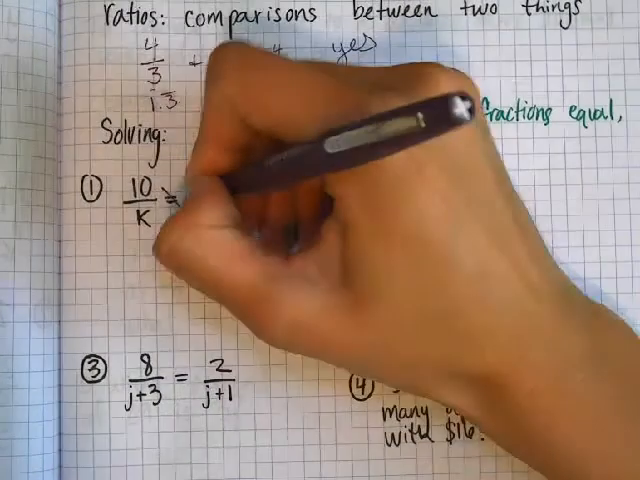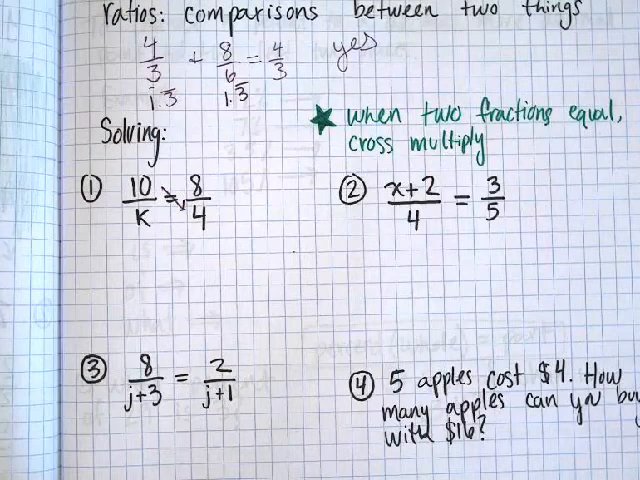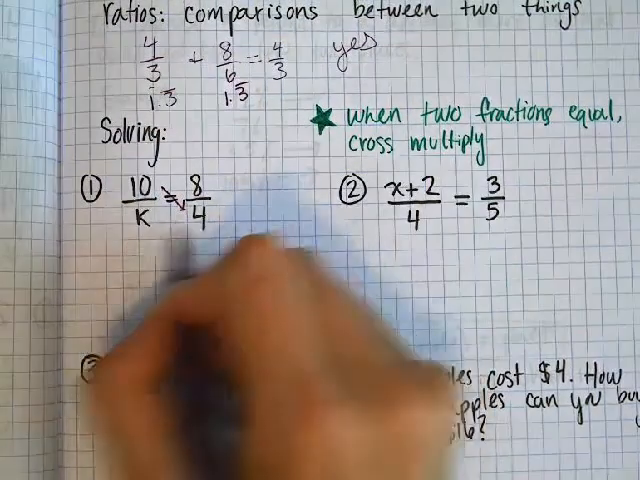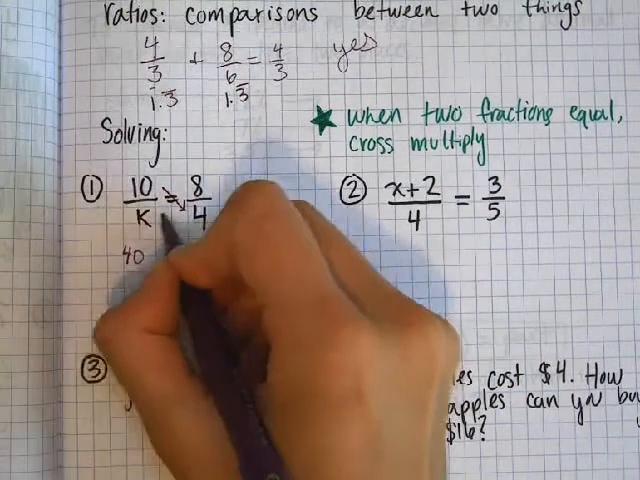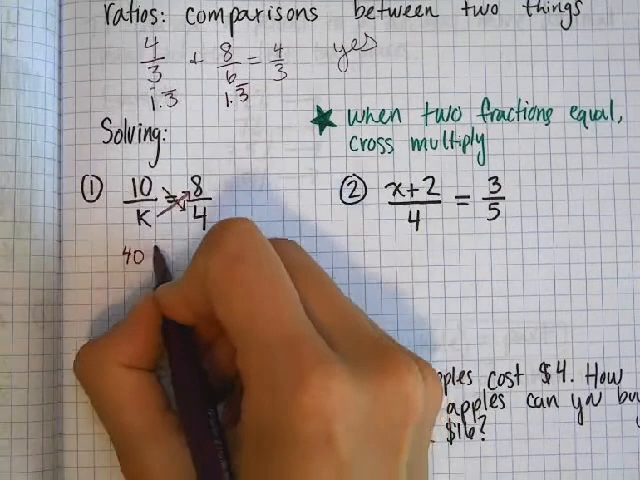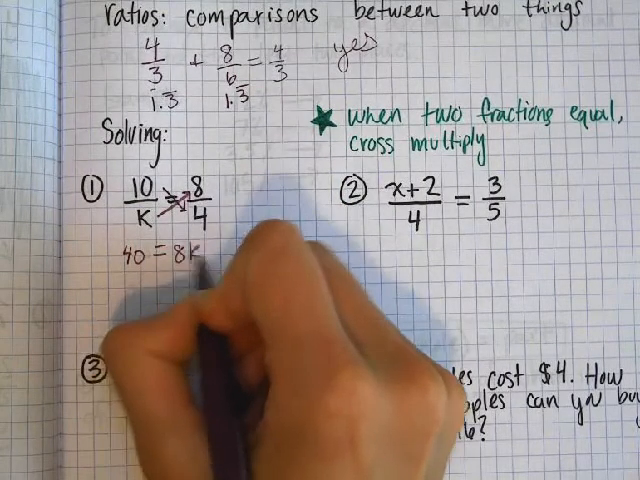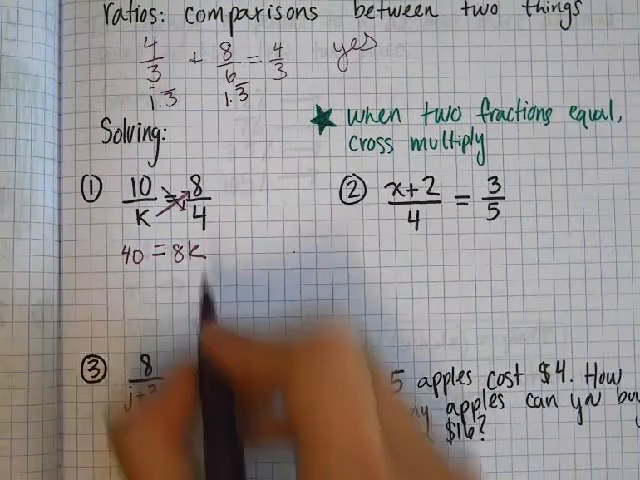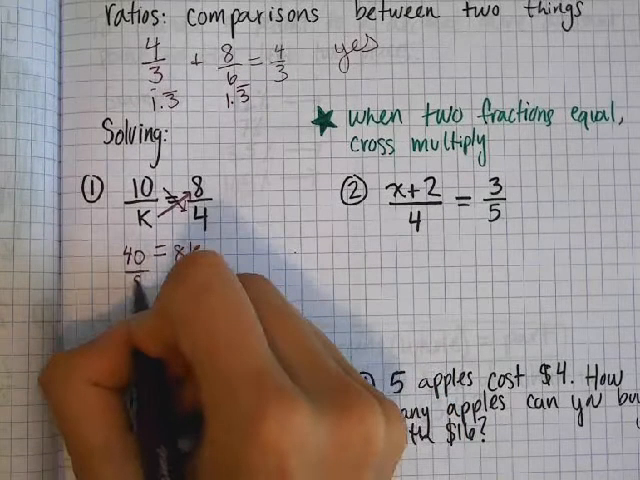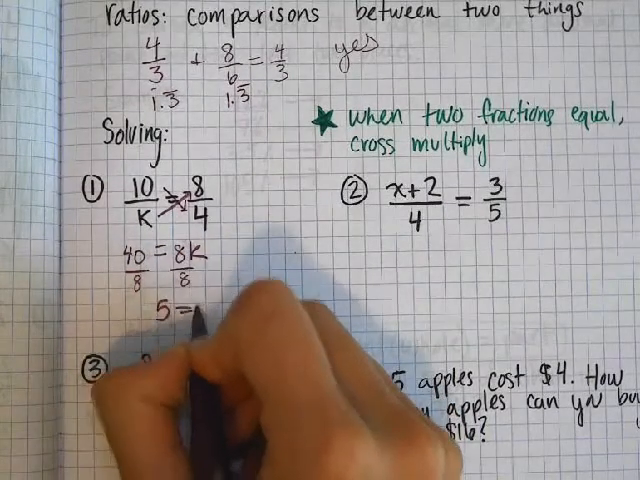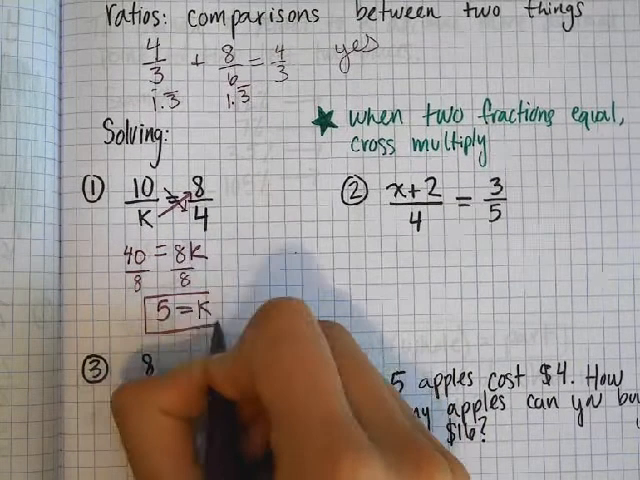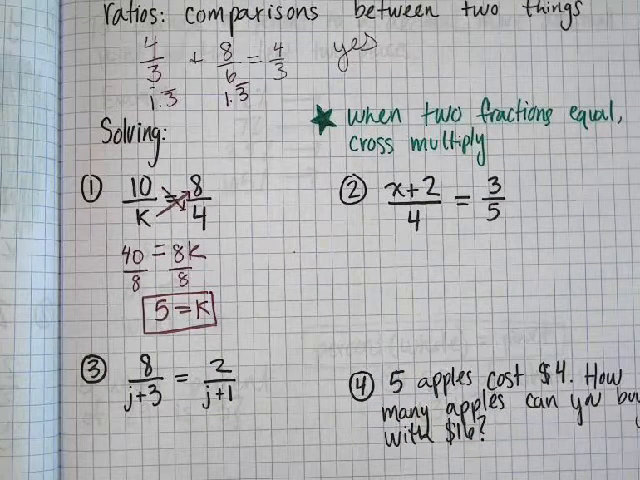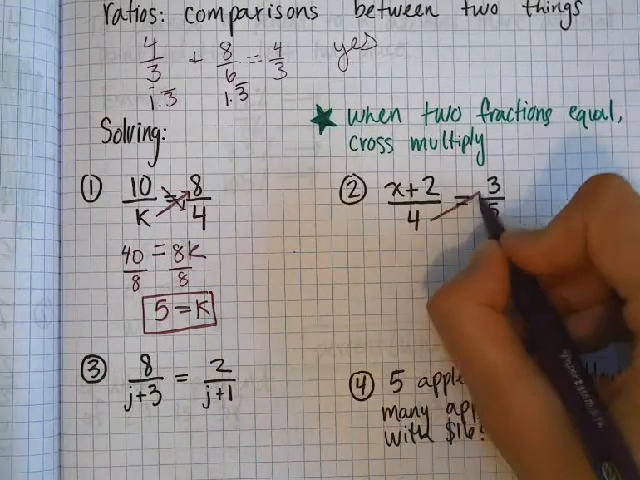Okay, so remember, you're just going to multiply the cross sides. So 10 times 4 is 40. K times 8 is 8K. Okay, we can divide by 8, and 5 equals K.